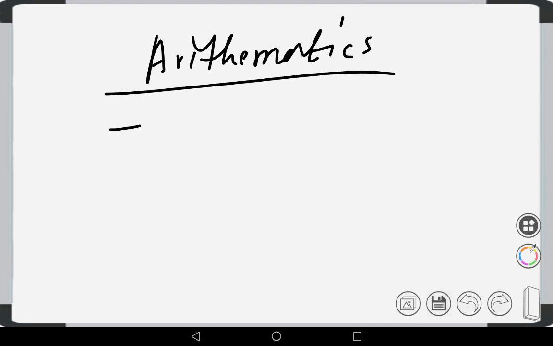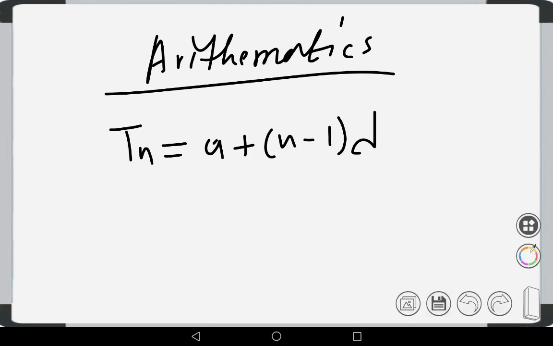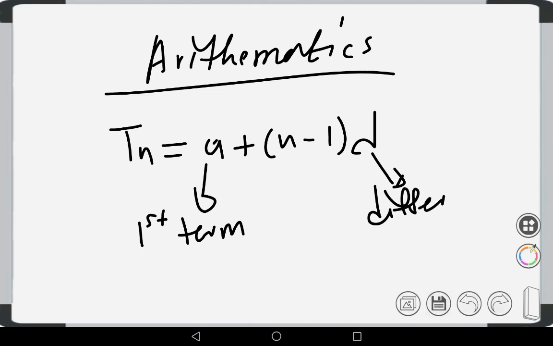In arithmetic sequences, you have to know the formula. This is a general formula: Tn equals a plus (n minus 1) d. This a is your first term in your sequence, and d is the difference between the terms in the sequence. So now let's say, for example, you have a sequence.